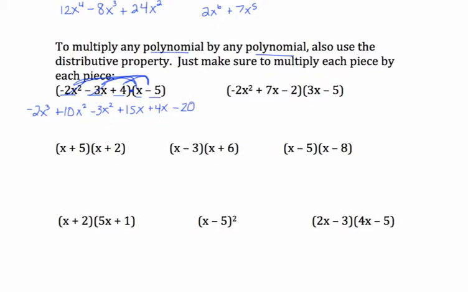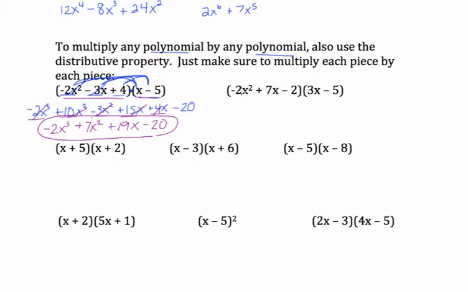Now add up your like terms. I only have one x cubed term, so that's negative 2x cubed. There's 2x squared terms, so that's, let's see, think money. You had 10, you lost 3, you have 7, so that's 7x squared. Plus 19x minus 20. So again, the main idea is every term in this parenthesis needs to be distributed to every term in this parenthesis.